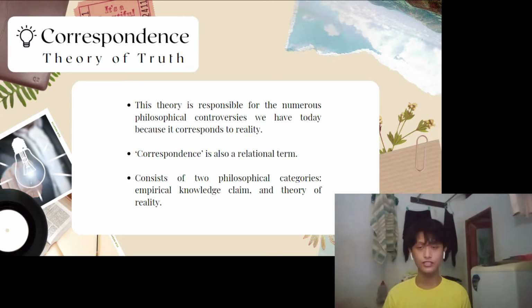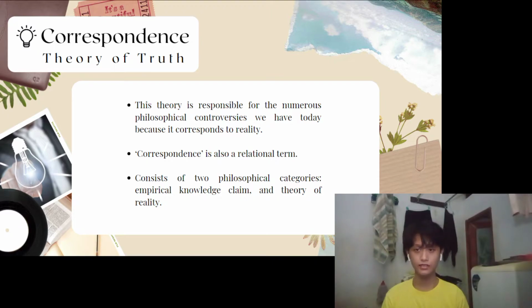Now, we have finished the coherence theory of truth, and now we will proceed with the correspondence theory of truth. This theory is responsible for the numerous philosophical controversies that we have today, like I have said a while ago. And like the coherence theory of truth, the correspondence theory of truth is also a relational term. Correspondence itself is relational. It also consists of two philosophical categories, the empirical knowledge claim and the theory of reality. Now we can notice that unlike in the coherence theory of truth, we use empirical knowledge claims instead of formal knowledge claims, and we use theories of reality instead of formal systems.